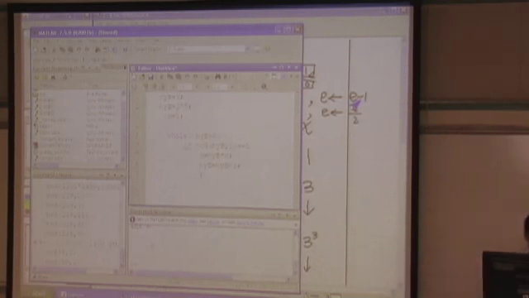Otherwise, x does not change. My exponent, I will change base first. My base becomes my base squared, and then my exponent is my exponent over 2. Then I finished, right?